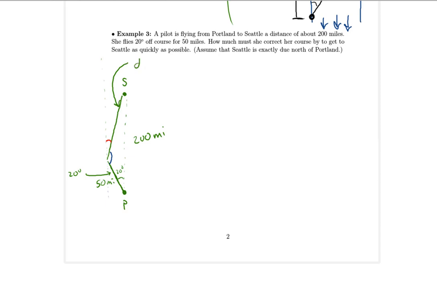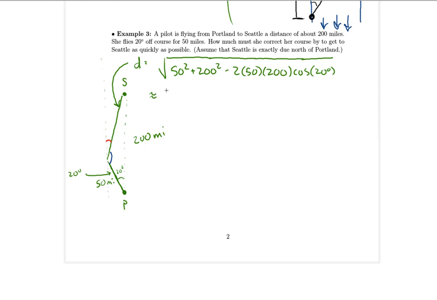We'll call it D. All right, but that's easy to do when we have the law of cosines. So 50 squared plus 200 squared minus 2 times 50 times 200 times the cosine of the angle between them, 20 degrees. And when I do that, I get about 153.97. Okay, so now I know that that's this side here.